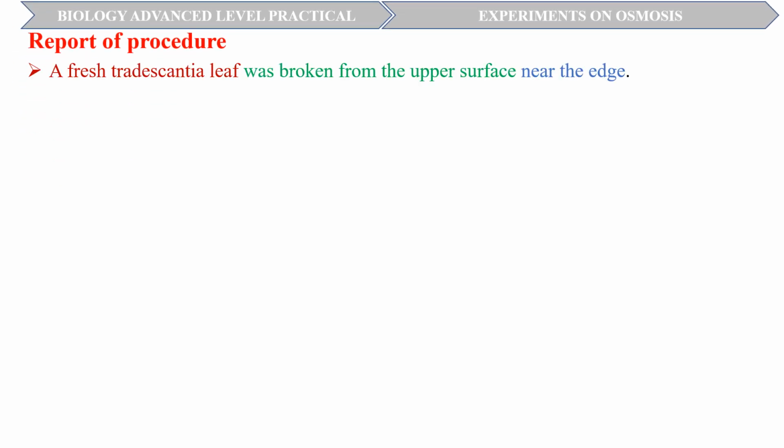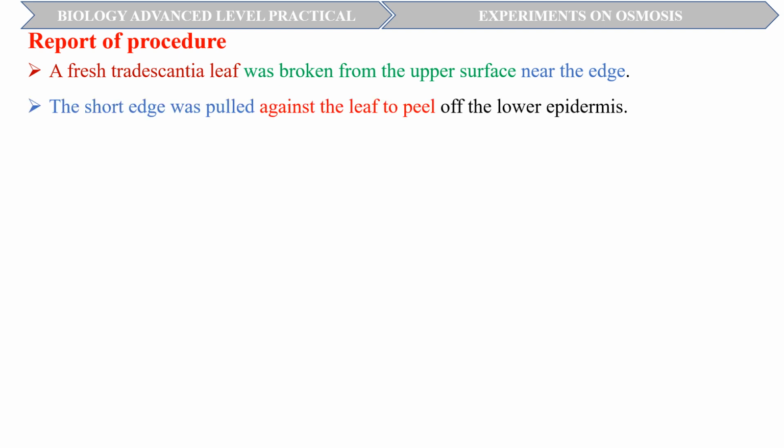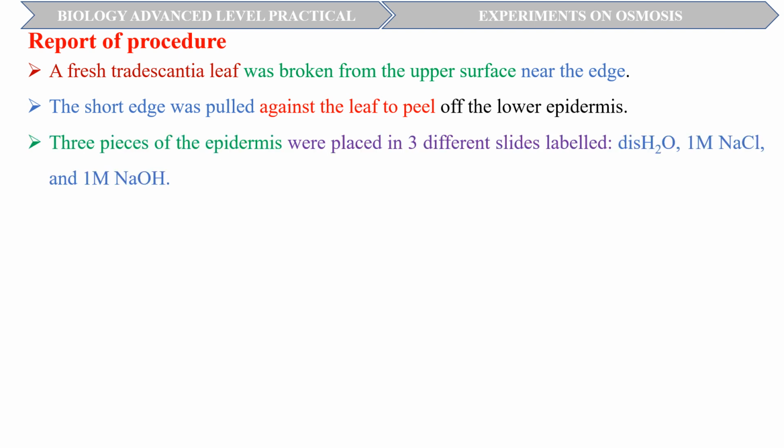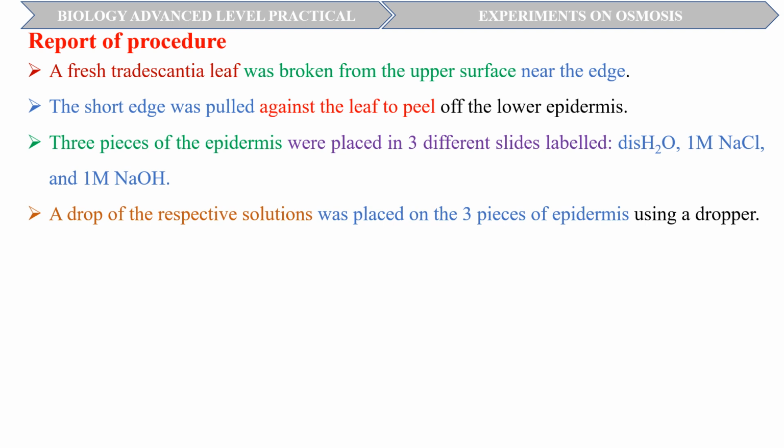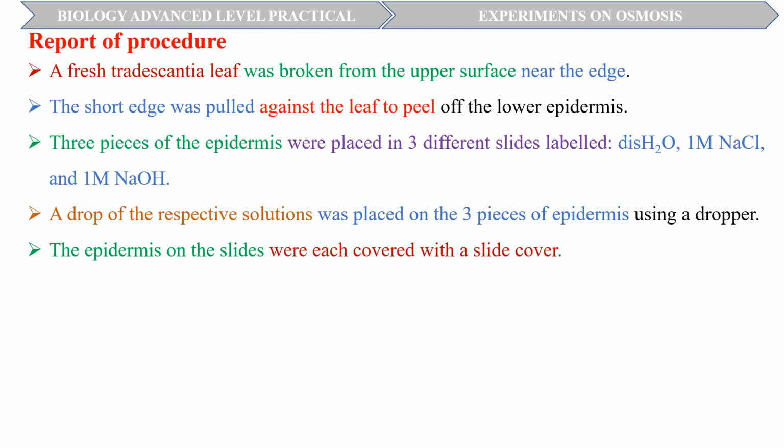A sample report of this procedure will be: a fresh leaf of tradescantia was broken from the upper surface near the edge. The short edge was pulled against the leaf to peel off the lower epidermis. 3 pieces of the epidermis were placed on 3 different slides labeled distilled water, 1 molar sodium chloride, and 1 molar sodium hydroxide. A drop of the respective solutions was placed on the 3 pieces of epidermis using a dropper. The epidermis on the slides were each covered with a slide cover.